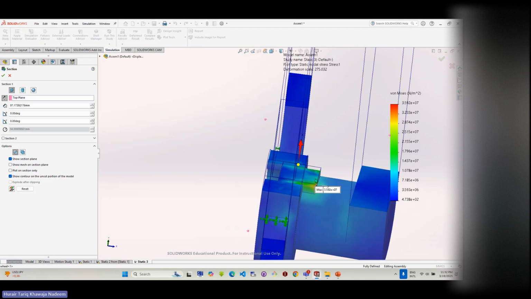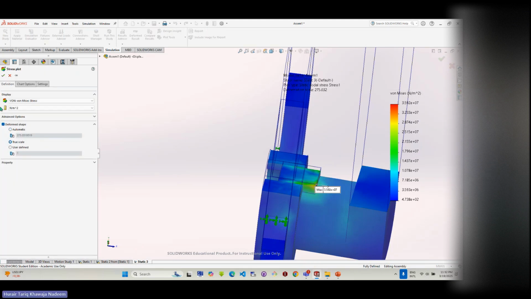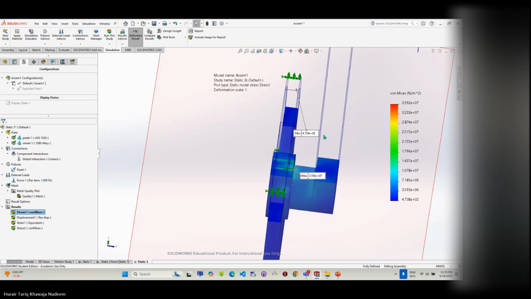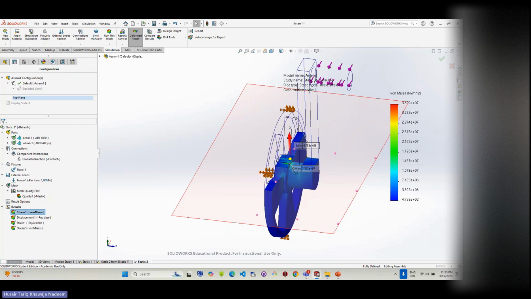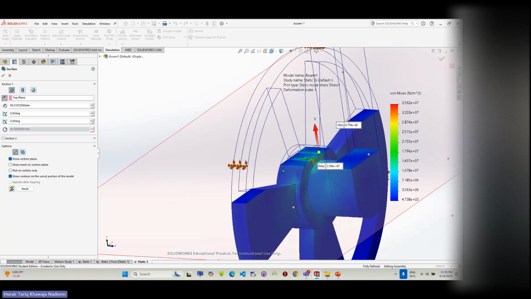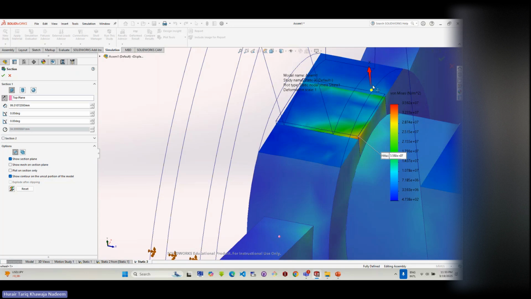Why is it coming out? It may have come out a little bit, a very small amount, but because the deformation is scaled 2.75 times, it's showing you like this. So what you can do is go to edit deformation and make it true scale, so it will go back inside. With section clipping, you will see that the maximum stress is actually at the key side. So you need to design this very carefully. Over here, you are going to have maximum stress.